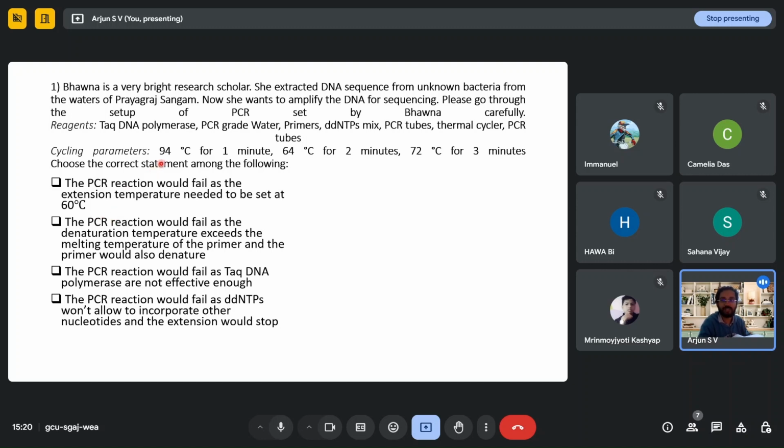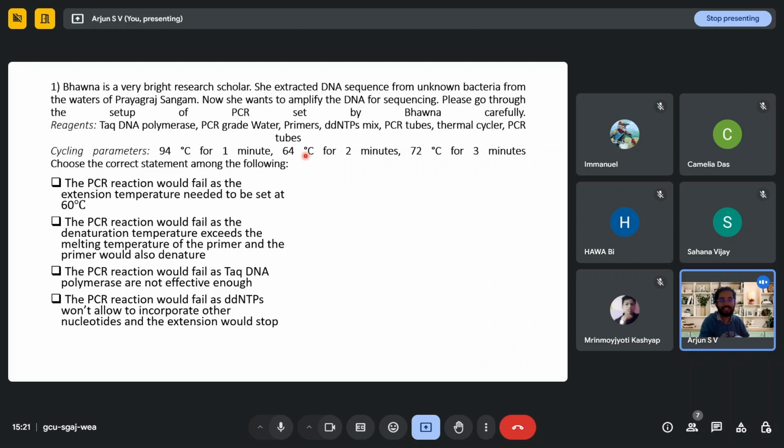If you see the cycling parameters, there are three different temperatures: one at 94, one at 64, and one at 72. 94, we already know, is the denaturation. If something is at 94 degrees Celsius in a thermal cycler, then that would be the denaturation temperature. So the double-stranded DNA will break into two single-stranded template strands. 64 degrees Celsius will be the annealing temperature where the primers will bind to the template strands. So that is also a proper temperature.